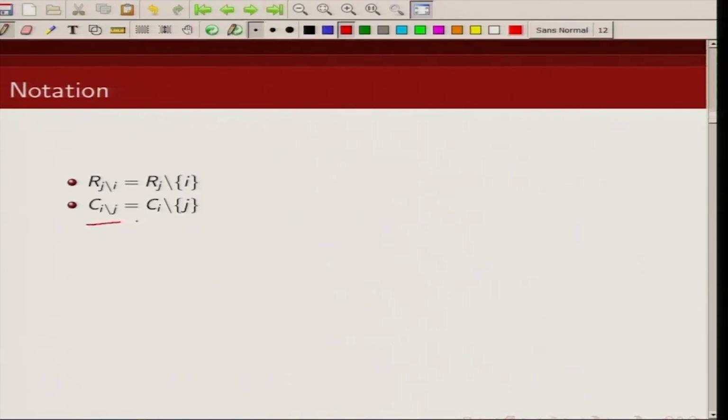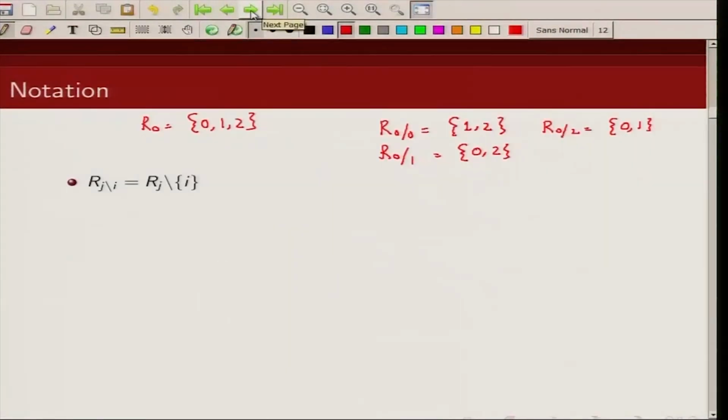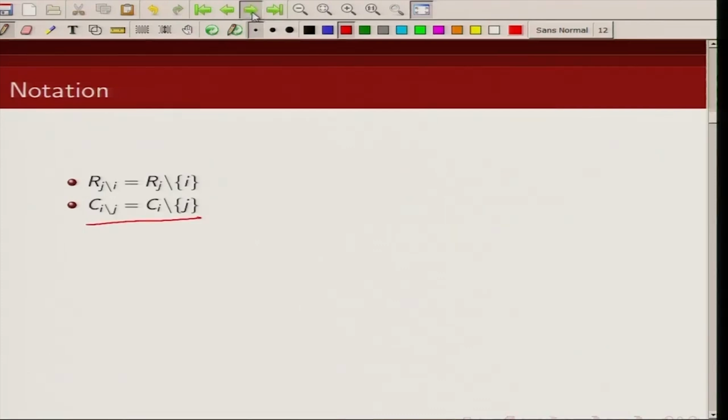Similarly, we define this set Ci minus this element j. So, for example, in this case let us say C1 is 0, 0, 3. So, C1 has elements 0 and 3. So, if we define this, sorry, this notation is like this. This is 0, this will be 3, or C1 will be 0. Okay.